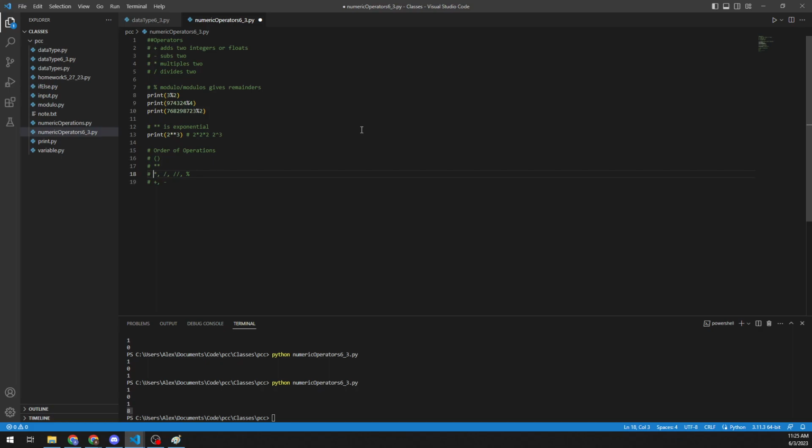Now, if operators are on the same row, it works just left to right. Just like in normal math, if you have a multiplication and division right next to each other, it's left to right in your calculations, or it doesn't matter how you do it. So let's talk about the double slash. Double slash is floor division.